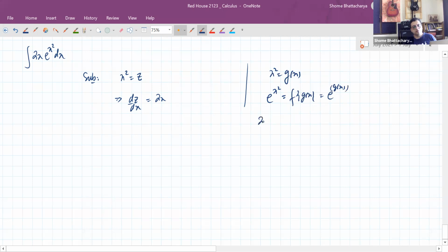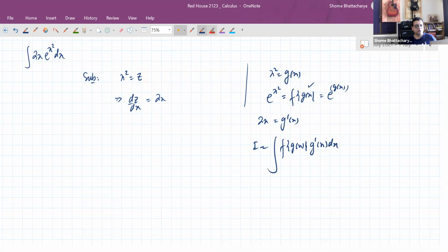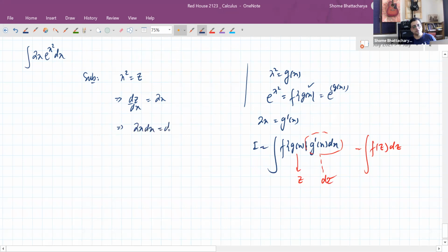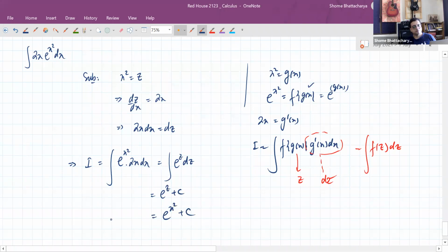And 2x is nothing but g prime x. So the integration is of this type now. It's got this function, the composite one, multiplied by 2x. So once we know this, if we substitute this as z, then this whole term becomes dz. So 2x dx becomes dz. So the integration, I can also write it like this: e raised power z dz, which is equal to e raised power z plus c. So that is equal to e raised power x square plus c. Okay, so I hope it is clear now.